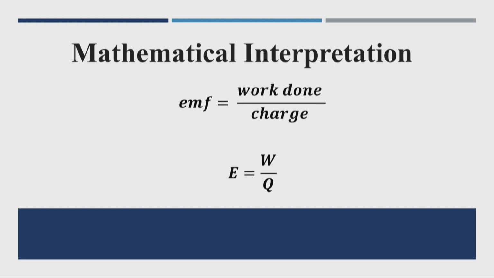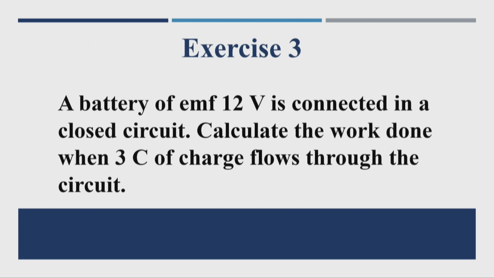Mathematically, EMF is equal to work done divided by charge. Therefore, E is equal to W divided by Q. Let us apply the formula to a physics problem. A battery of EMF 12V is connected in a closed circuit. Calculate the work done when 3 coulomb of charge flows through the circuit.